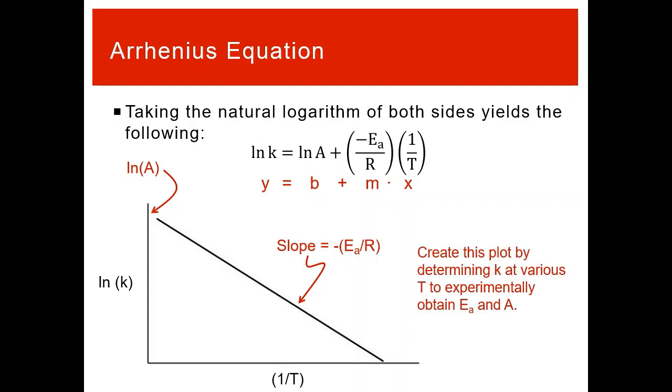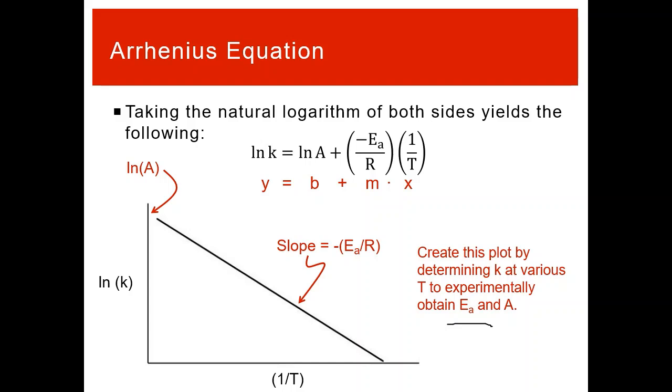And so what you can do is create this plot by determining the rate constant k at multiple temperatures. You take the natural log of the rate constant k, you take the inverse of the temperature, you plot them out, fit a line, and this is experimentally how most activation energies are obtained. It's harder to get A out of this, it's easier to get the slope. The A is a little more testy, but you can get slopes like this and you can figure out activation energies.